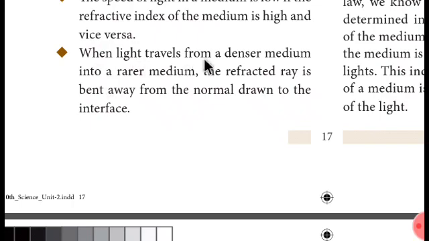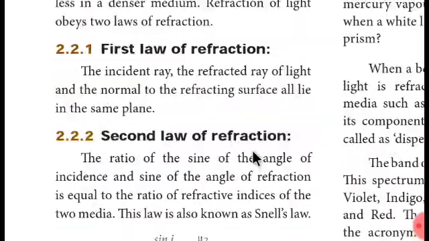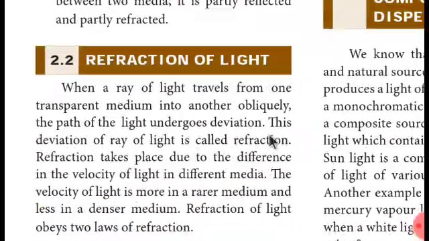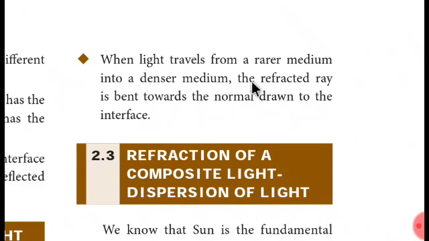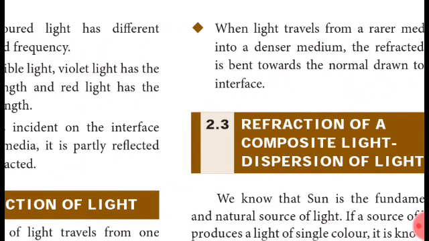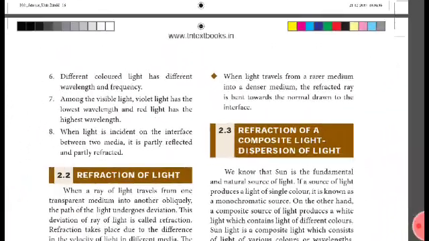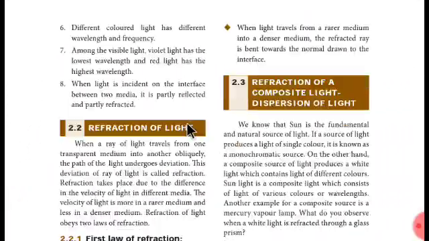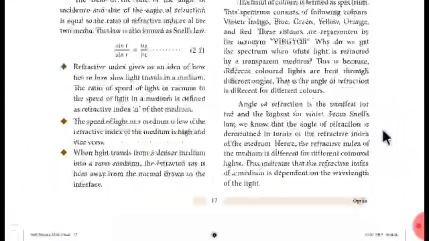Then, when light travels from a denser medium into a rarer medium, the refracted ray is bent away from the normal drawn to the interface. And the last point, we'll be seeing it. When light travels from a rarer medium into a denser medium, the refracted ray is bent towards the normal drawn to the interface. So what they said is very simple.